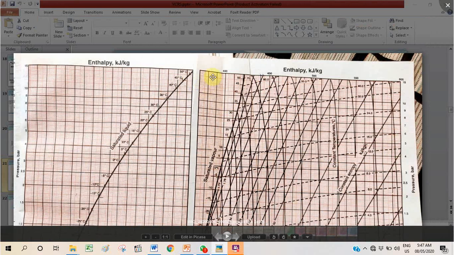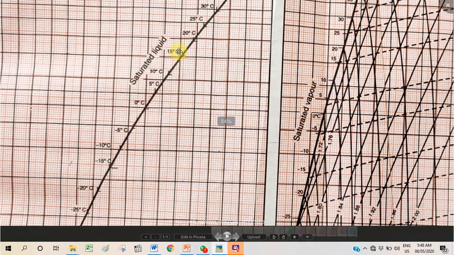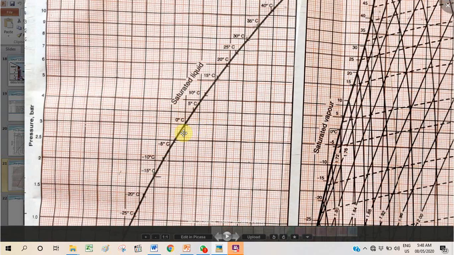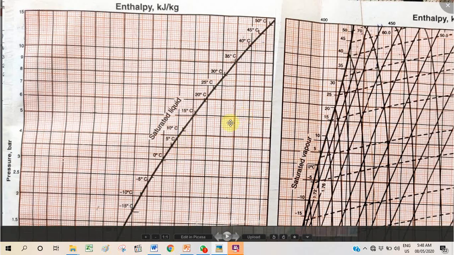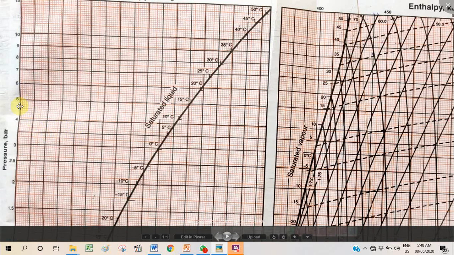In this chart, the critical point is not shown, but these two curves meet at some point at the top. That is known as the critical point. Then, apart from pressure and enthalpy, we find along the saturated liquid curve some temperatures given. These temperatures are actually saturation temperatures corresponding to the saturation pressures. Saturation temperatures are the boiling point or phase change temperatures. For a given pressure, let us say 5 bar, the saturation temperature is 15 degrees Celsius.